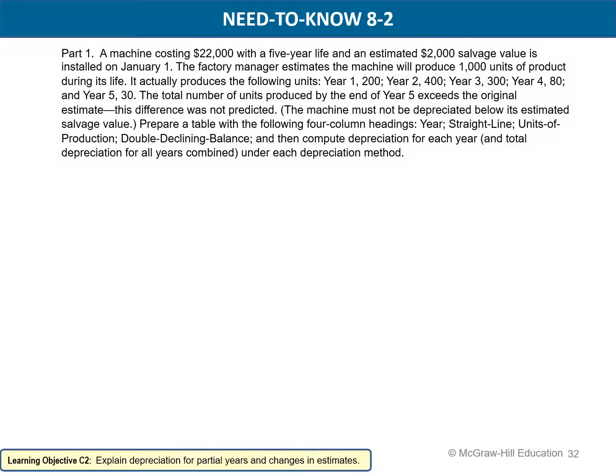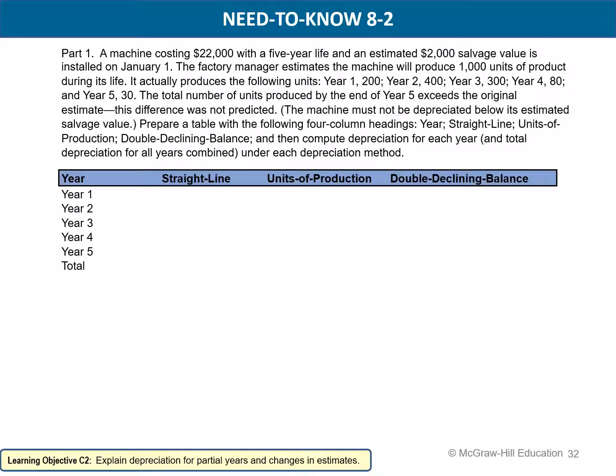All right, so let's look at an example. A machine costing $22,000 with a 5-year life and an estimated salvage of 2,000 is installed on January 1st. The factory manager estimates that it's going to produce 1,000 units during its useful life, and then they give you what it actually produces. The total number of units produced by the end of year 5 exceeds the original estimate, and it wasn't predicted. So prepare a table with the 4 column headings: year, straight line, units of production, double declining balance, and then compute depreciation for each year.